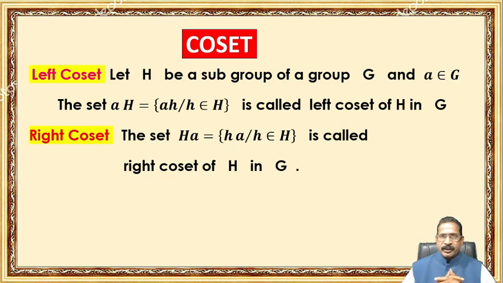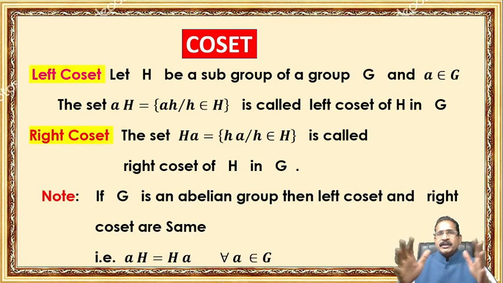Now come to the right coset. The set Ha is the set of all ha such that h belongs to H. This is called a right coset of H in G. If G is an abelian group, the left coset and right coset are the same, that is aH is equal to Ha. What is an abelian group? If the group satisfies the commutative law with respect to multiplication, a dot b is equal to b dot a. Why? Because here we are using multiplication as the binary operation.